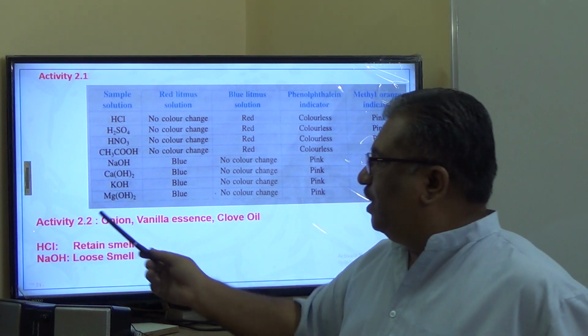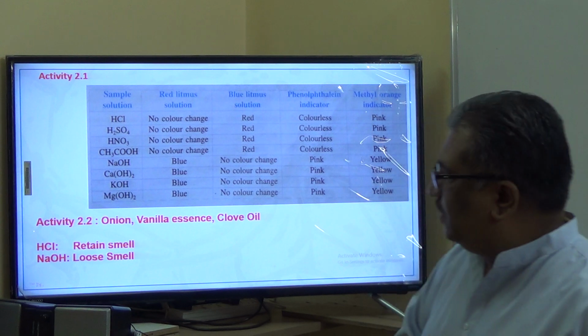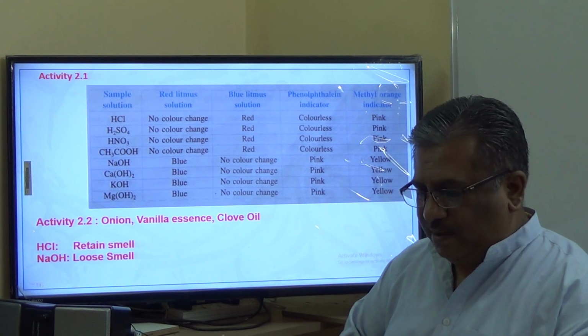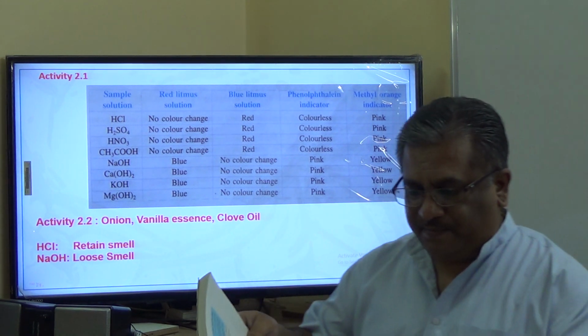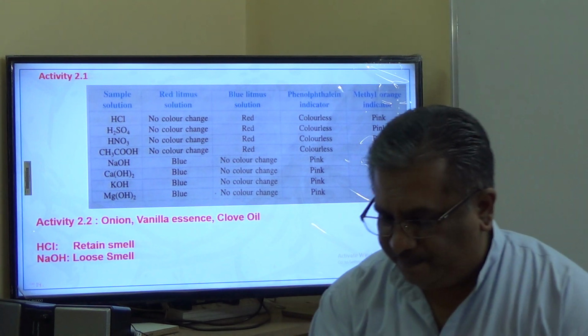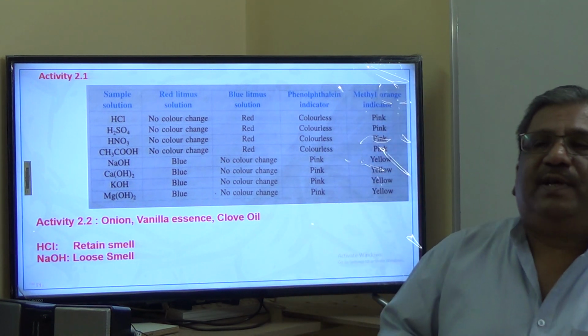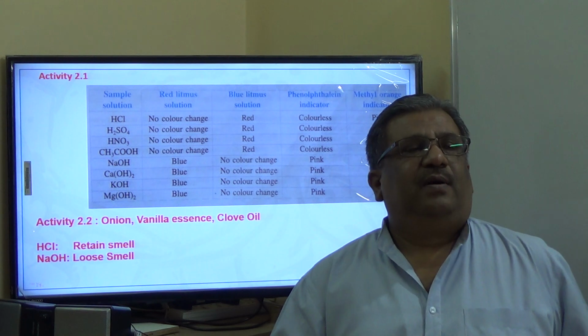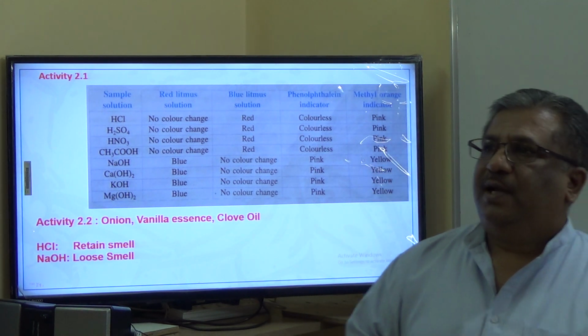Next, activity 2.2. See, very interesting activity 2.2. I'll read it here. I'll just explain. See, your textbook gives the activity 2.2 something like this.